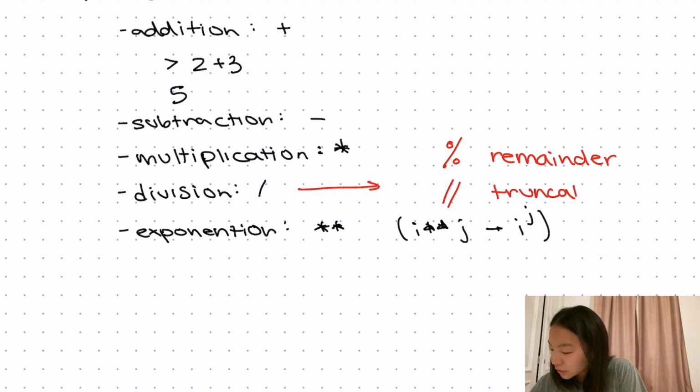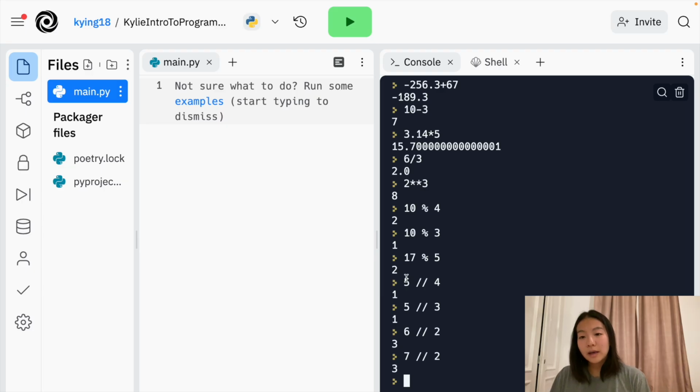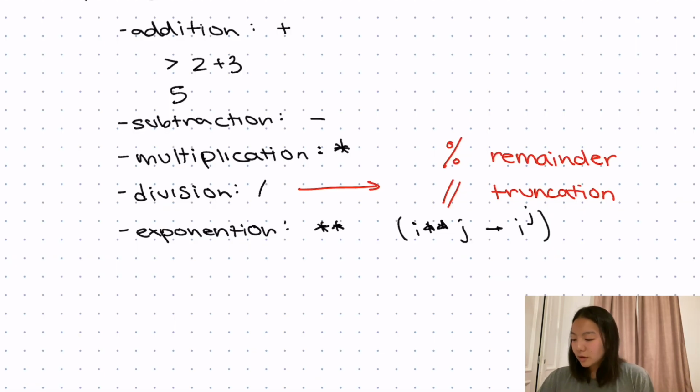So this is truncation. Take the number on the left, divide it by the number on the right, and remove whatever the decimal is. So 7 double slash 2. Okay, well 7 divided by 2 is 3.5, right? But we don't care about the decimal point and after that. We just care about 3. Okay, so that's what this operator is. All right, so those are our numerical operators.